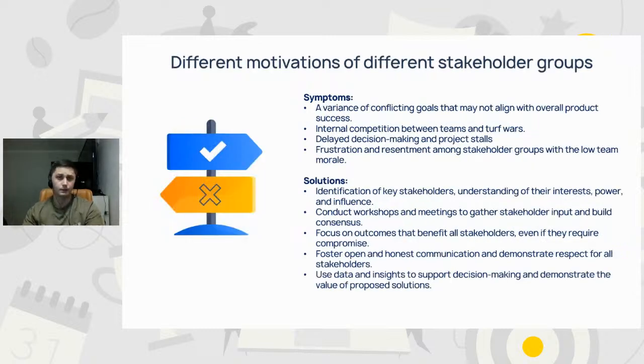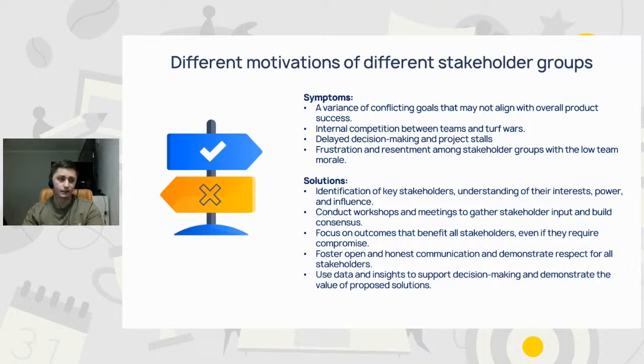And the last problem here is different motivations of different stakeholder groups. Unfortunately, this problem may persist. Let's say, talking about symptoms, it can be some sort of conflicting goals coming to different departments. It can be done intentionally and unintentionally, and sometimes business executives may have different expectations from results which each department must deliver, and they may not fully align on these expectations and goals.